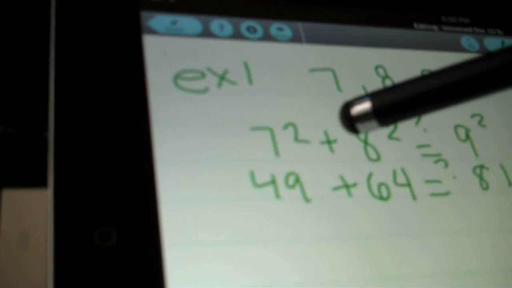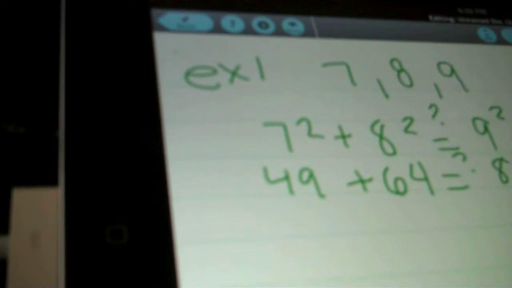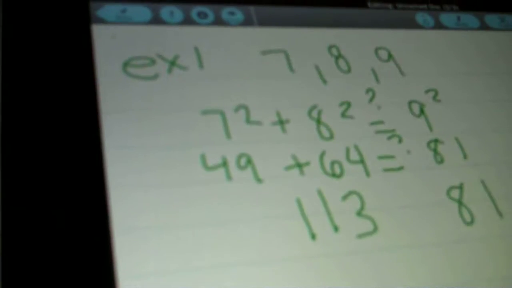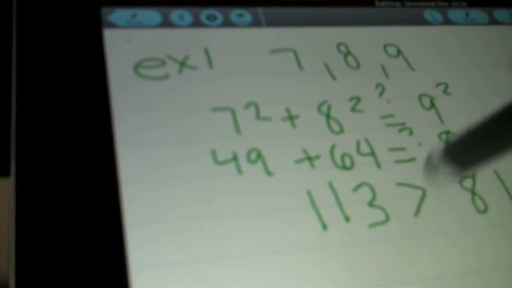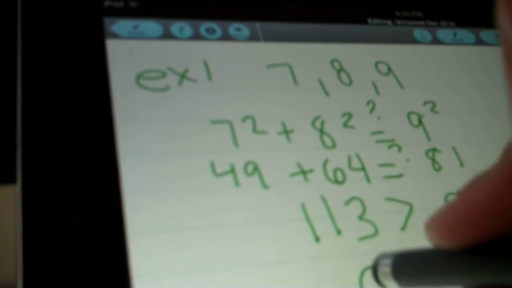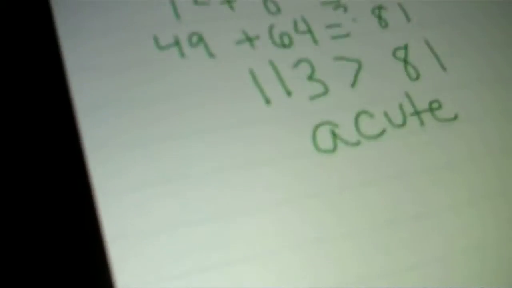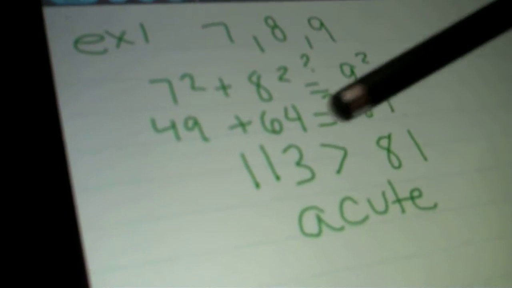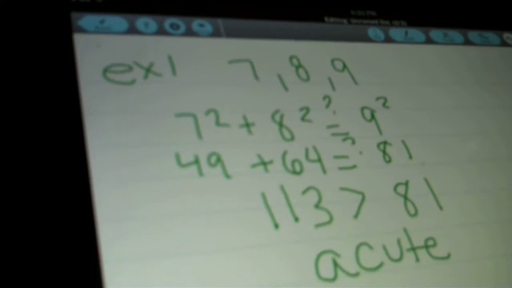So we have 49 plus 64. If I add 40 to 64, I get 104, and then add 9, that gives me 113, and 81. Now, which way is my Pac-Man pointing? He's going to point to the bigger number. So in this case, this triangle is not going to be a right triangle, it's not going to be an obtuse triangle, it's going to be an acute triangle. Because when I added up my two smaller numbers, after I squared them, it ended up being bigger than my big number squared. All right, let's try another one.